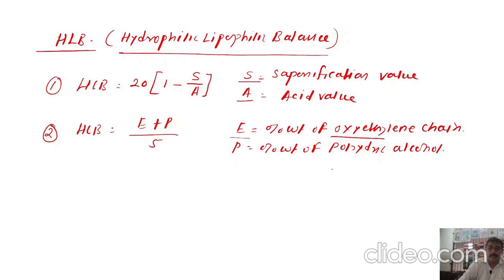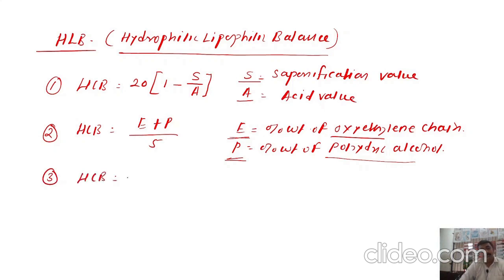and how much percent weight of polyhydric alcohol like glycerol. Then in case of span and tween, polyhydric alcohol is also present, that is sorbitol. Sorbitan, span and tween are sorbitan esters. So how much percent weight of polyhydric alcohol in the surfactant, based on that you can determine. So E means percent weight of oxyethylene chain, and P means percent weight of polyhydric alcohol. So if these two values are given in the numerical, then you have to use this equation, E plus P divided by 5.